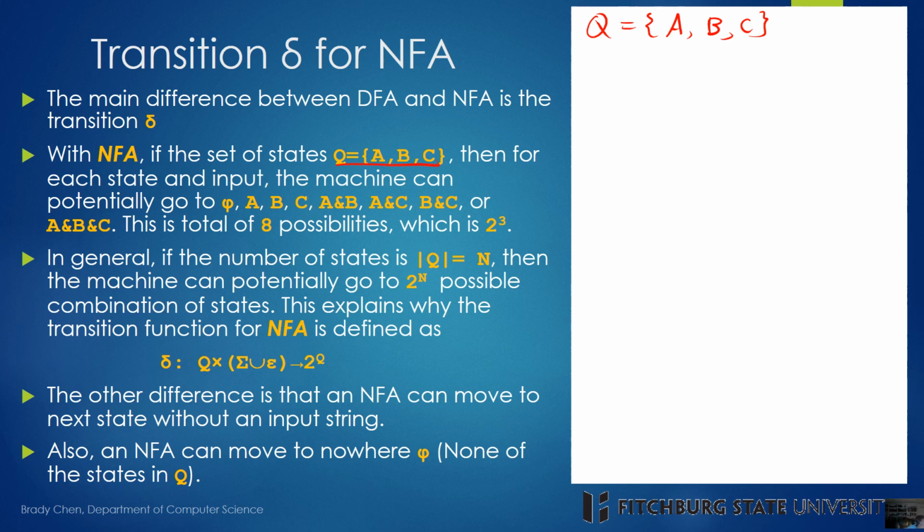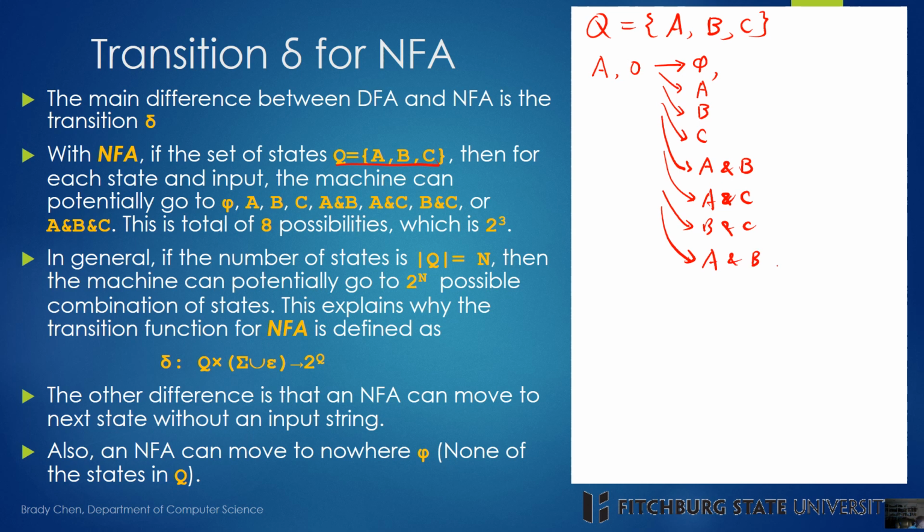So that means if I have a current state A, and input 0, it may potentially go to nowhere, or A, B, C, or A and B, A and C, B and C, and A and B and C. All the possibilities.